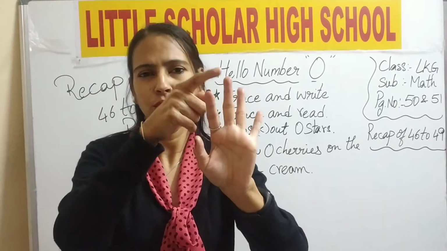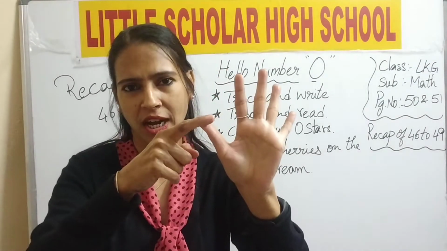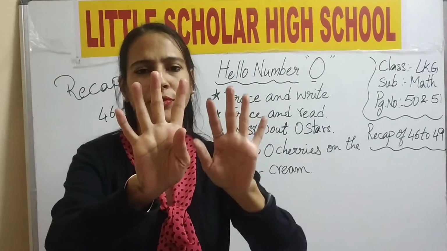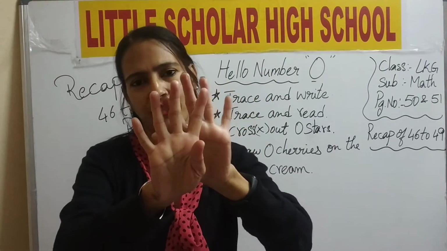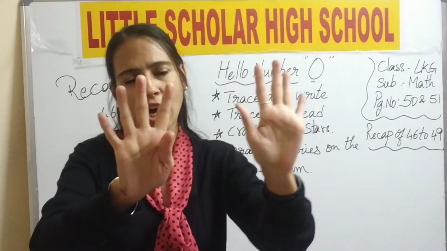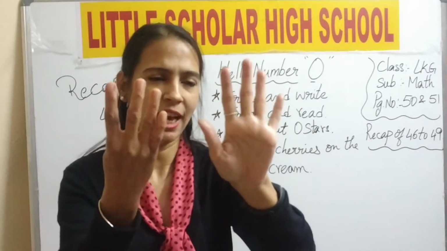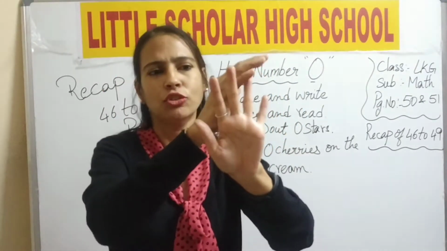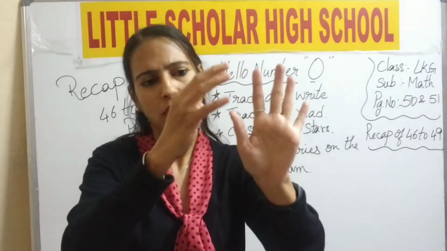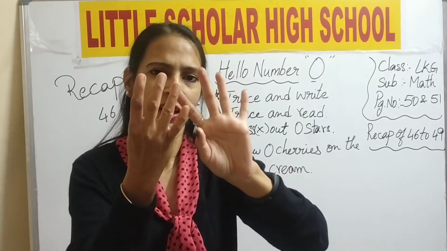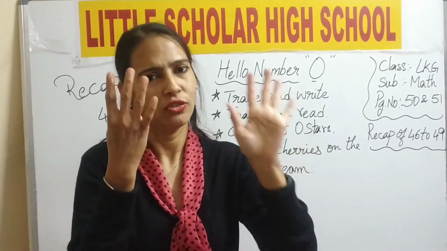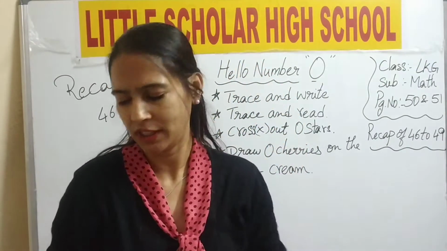1, 2, 3, 4, 5. Then put up 4 fingers. 6, 7, 8, 9. How many fingers do we have for 9? It is 9 fingers. Count. 1, 2, 3, 4, 5, 6, 7, 8, 9. So how many fingers? 9 fingers.